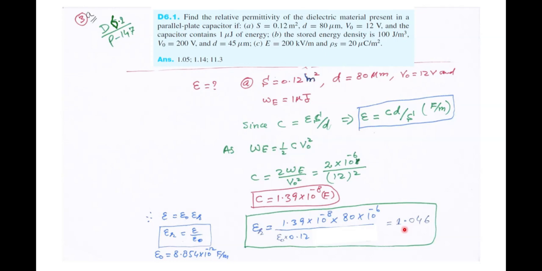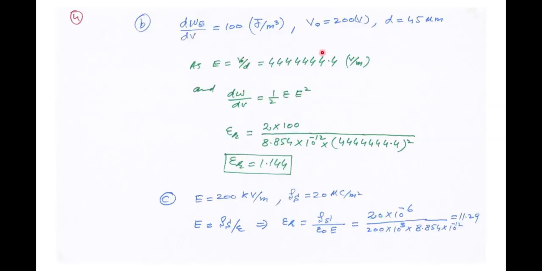sandwiched between the two parallel plates, which is equal to 1.046. Now, in the second part of this problem, we are asked to find the relative permittivity of the dielectric material present in a parallel plate capacitor. The stored energy density is 100 joule per cubic meter. The potential difference between the plates is 200 volt, and the spacing between the plates is 45 micrometer.